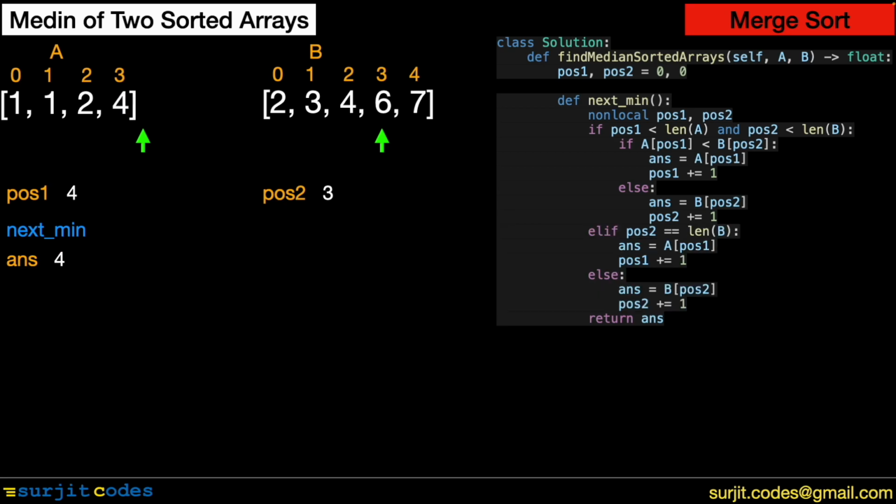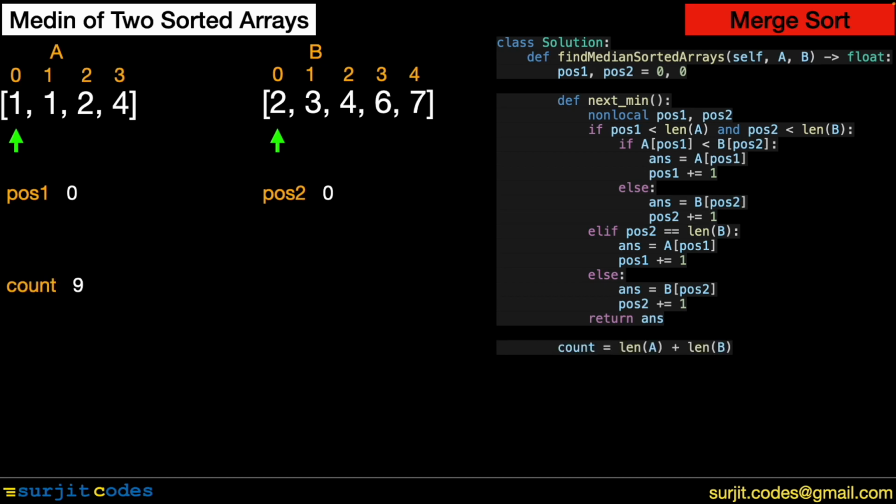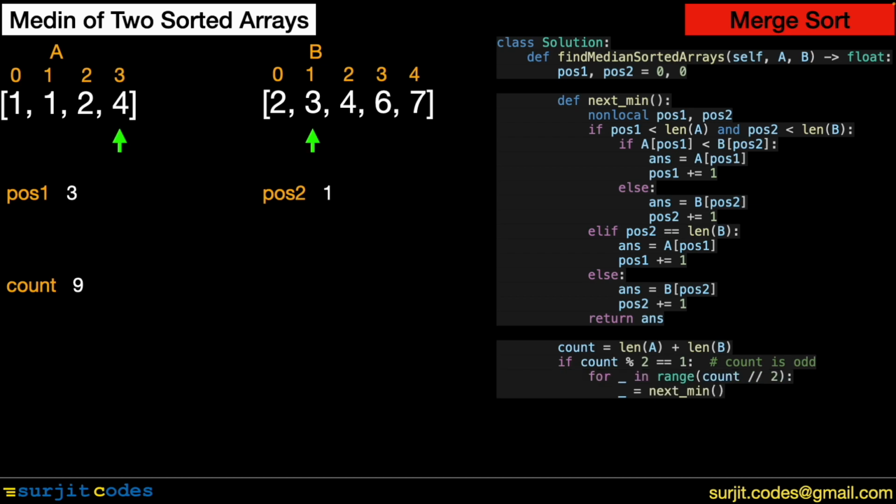Now that one of the lists is out of range, we fetch answer from the other and move its pointer. Let us now discuss the main function and make actual calls to the function when both pointers are at 0 positions. Count equal to 9 is the total number of elements in the two lists combined, which is an odd number. So we skip the first four minimum numbers which form the first half of the combined list. Next minimum number now is 3, which is saved in answer and is returned as the median.